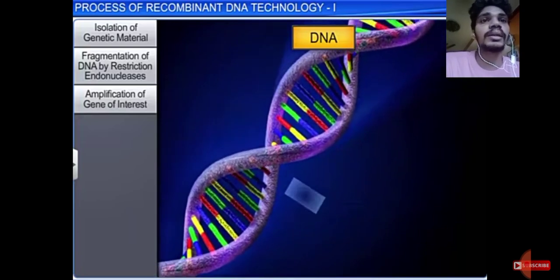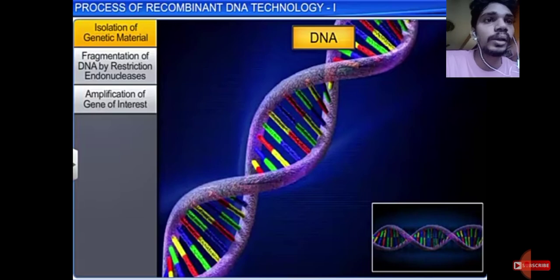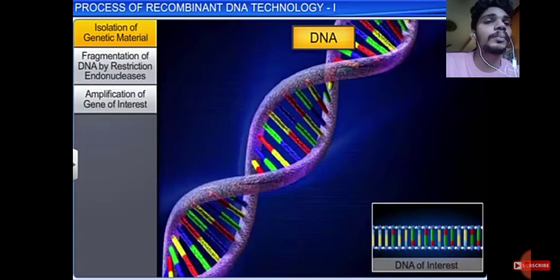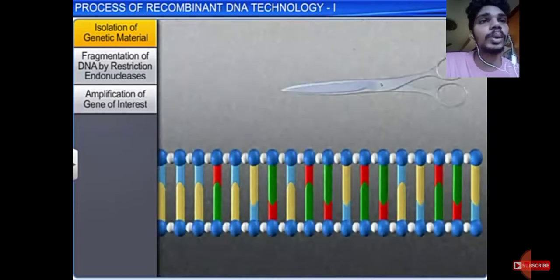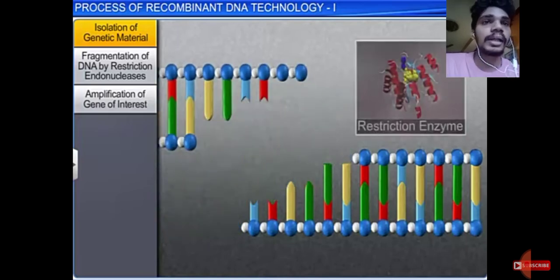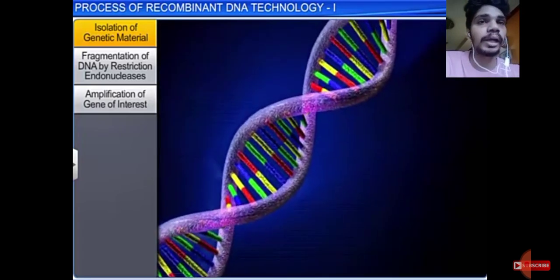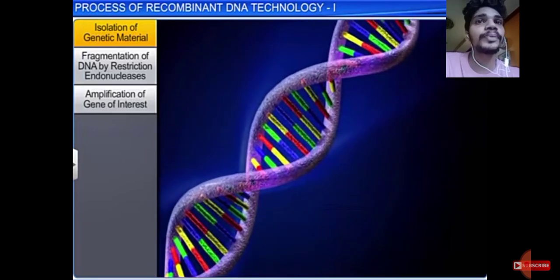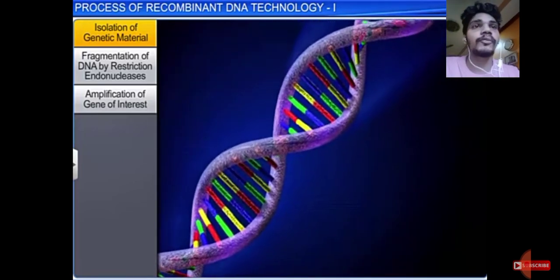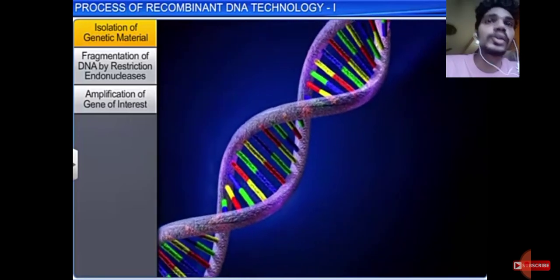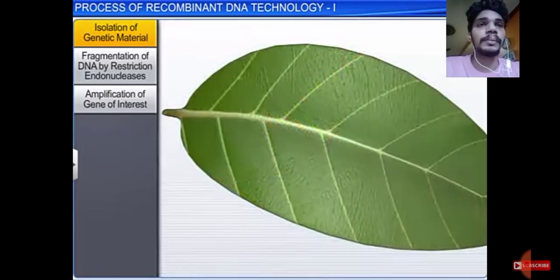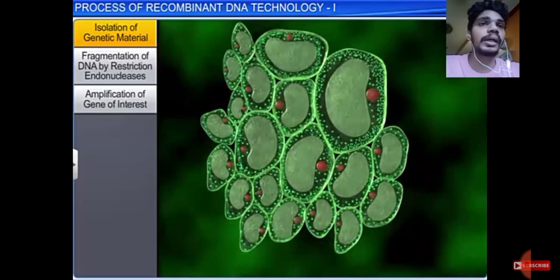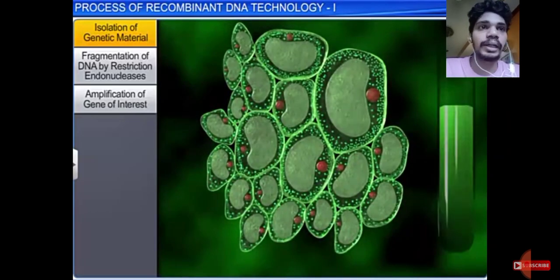If the desired product is there, now among the whole DNA, I am only removing the important part, that is the DNA of interest. I remove the sequence by restriction endonuclease, which acts like a scissor. That restriction endonuclease enzyme acts like a scissor which breaks it open. Once we isolate the genetic material, the next step is fragmentation of DNA by restriction endonuclease. So in that process, what exactly do we do? For example, in a plant cell, the chloroplast is there, then in this case we need a plasmid, correct? So how can we do this?